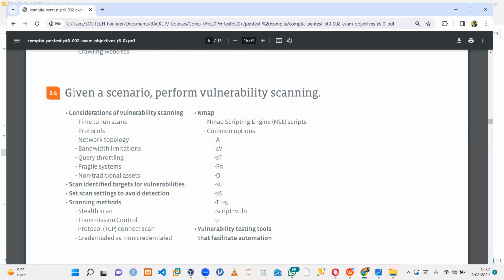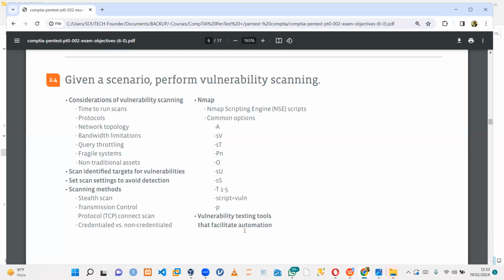So when you want to segment your scan, or fragment your scan, do operating system discovery, do a complete scan, or do a ping sweep, these are the different types of scans you could do with Nmap. So how do you do that? And of course, what are some of the testing tools you can use to facilitate automation?